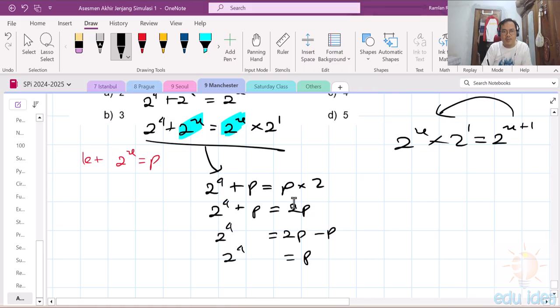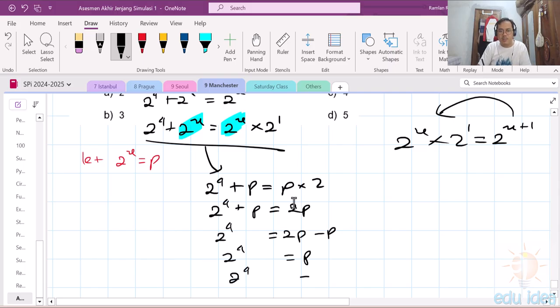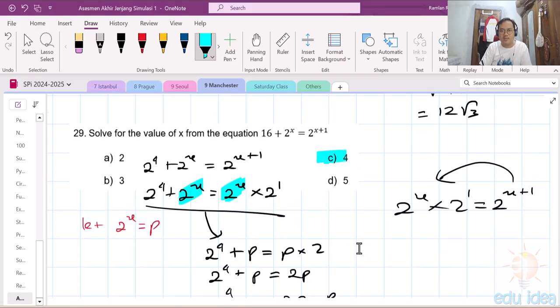And then what is p? P is 2 to the power of x. So I can change that again: the p becomes 2 to the power of x. And you see that both sides of the equal sign have the same form with the same base, meaning that x is just 4. That's it.